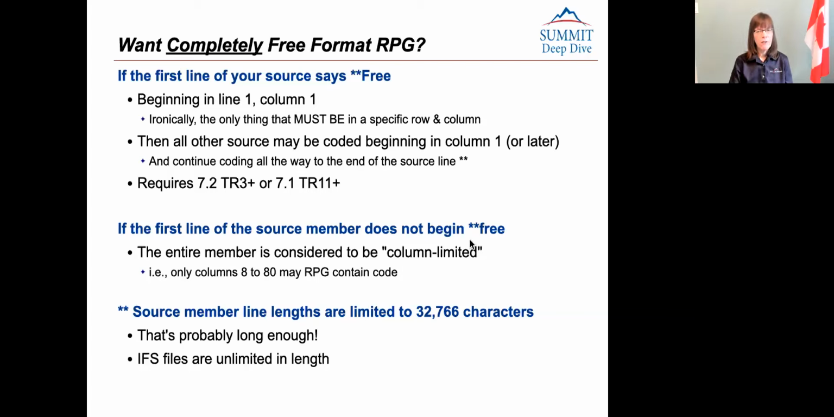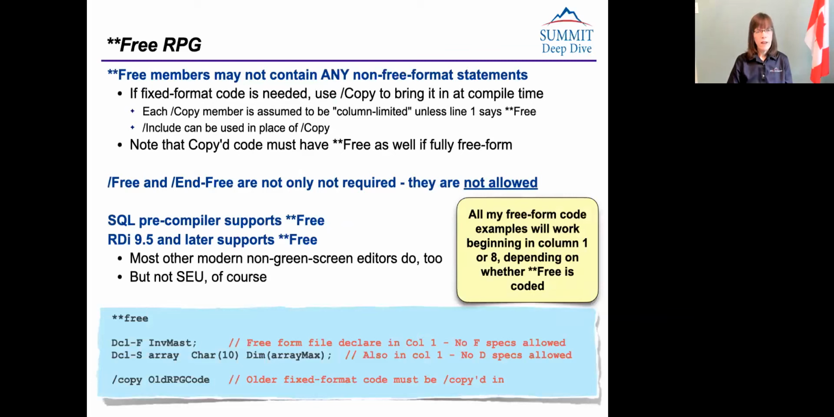If the first line of source does not begin with star free, then the entire source member is considered to be what's called column limited. That is, all the code has to be within columns 8 to 80, just as traditional RPG code has been. One thing about star free, when you have a star free member, there cannot be any non-free format statements.